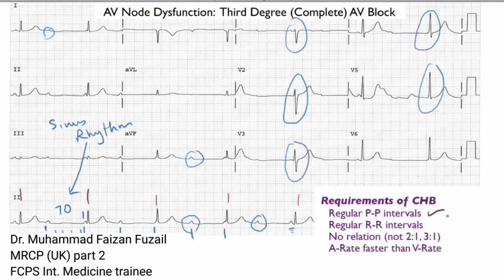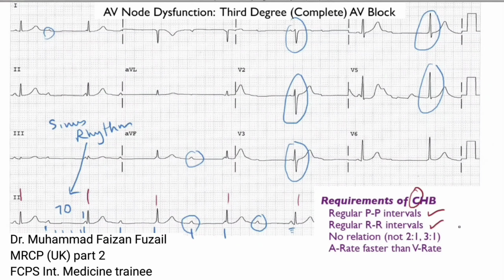We see regular P-to-P intervals, because after all, we're usually dealing with a sinus rhythm of some sort at a rate anywhere between 60 and 100 beats per minute, with upright P waves in lead 1 and AVF. So we have a sinus rhythm, and the P-to-P interval is regular. The R-to-R intervals should be regular as well, because if you have complete heart block, then you should be dealing with an escape focus of some sort, and that is not influenced by what's going on in the atrium. The two chambers are not talking to each other.